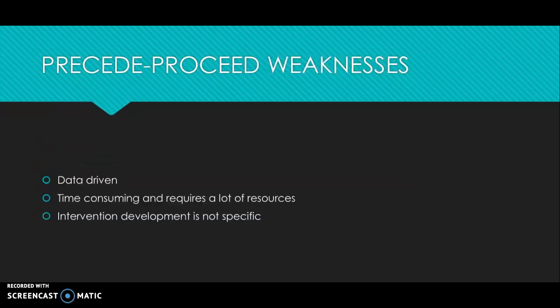Some of the weaknesses of the Precede-Proceed model: it's data-driven. It collects a lot of data, and you have a lot of key partners or key aspects that play a part in this data. So you need a lot of data. It involves a lot of data collection. And it's time-consuming and requires a lot of resources. The model, again, is very comprehensive, so it's not a simple framework to integrate because it's taking a look at a lot of aspects, very comprehensively.